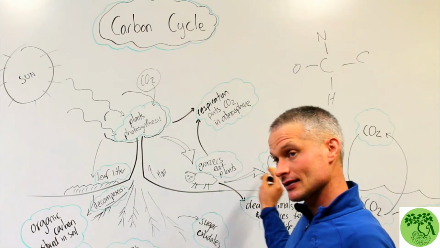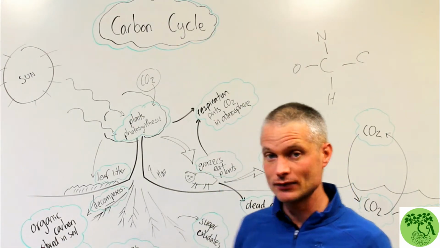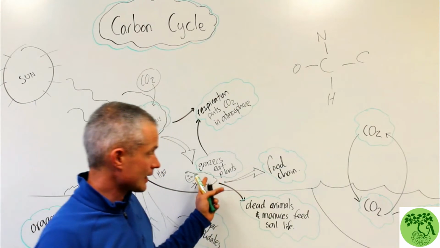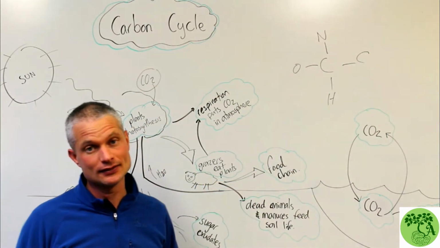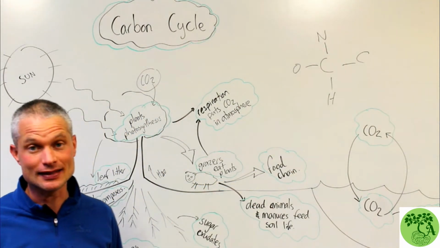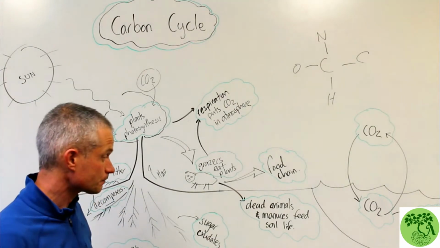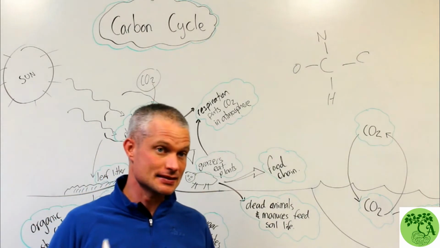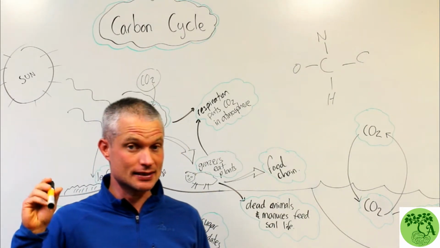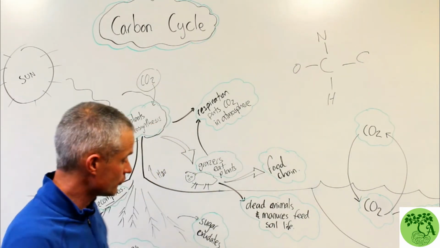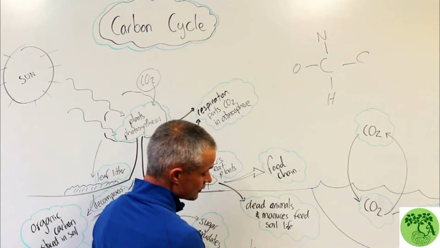And then other living things in the food chain will then eat the grazers, and the carbon will pass through the food chain to the rest of the living things that are in the food web of that particular ecosystem. And then there's some more ways in which carbon can get down into the soil. So if you remember, the soil is the lithosphere.